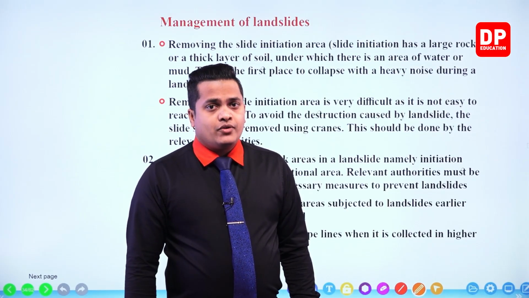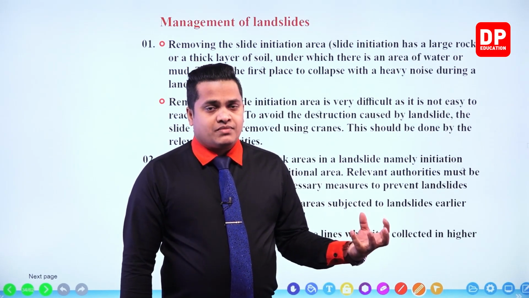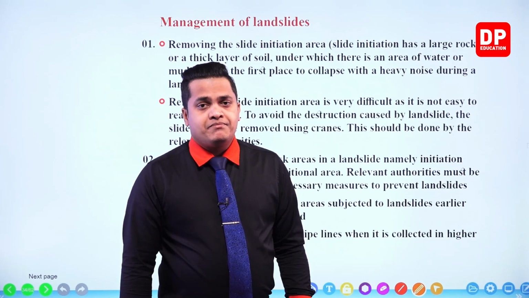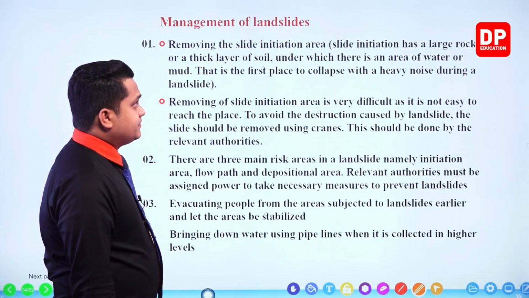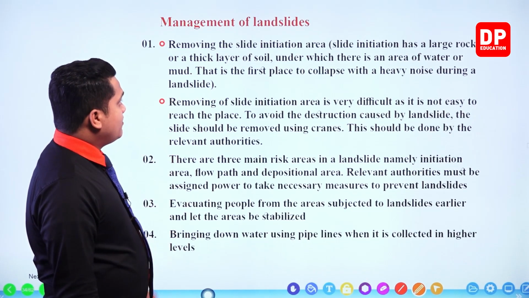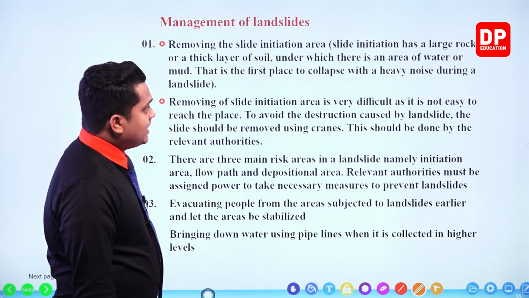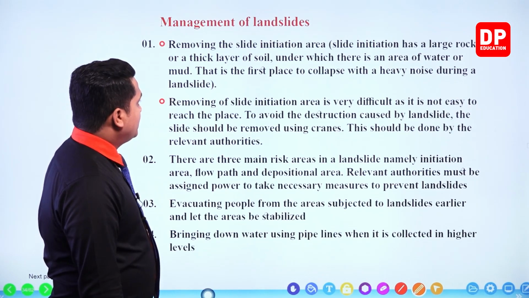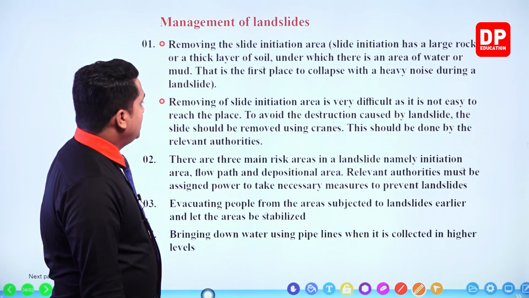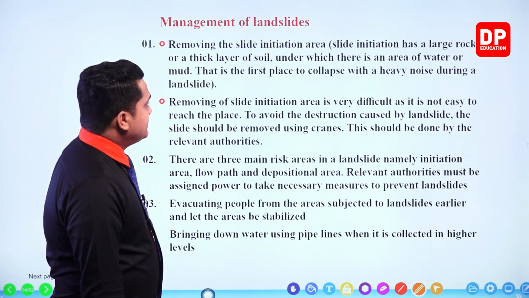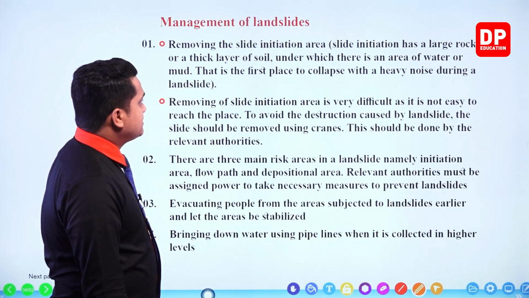Now, my dear children, we are going to discuss how to manage the disaster caused by landslides, right? How we can manage the disaster. So here it is given, management of landslides. Number 1, removing the slide initiation area. The slide initiation area has a large rock or thick layer of soil under which there is an area of water or mud. That is the first place to collapse with a heavy noise during a landslide.